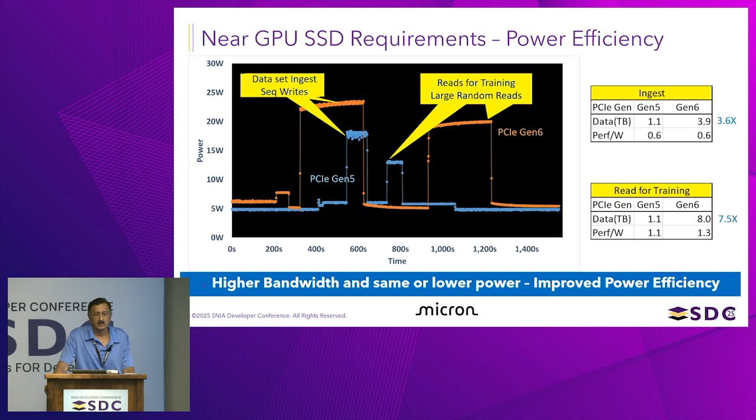The Gen 6 drive was able to consume 3.6x more data while maintaining the same performance per watt. And similarly, for the reads for training, you've got almost 7.5x more reads being done by the Gen 6 drive with slightly better performance per watt. So it's not only important to run fast, but it's also important to do that power efficiently. And the benefit of that is you are able to do that with lesser power. You get the task done sooner. That, on a workload that's storage bound, leaves time for the GPU to perform its task.